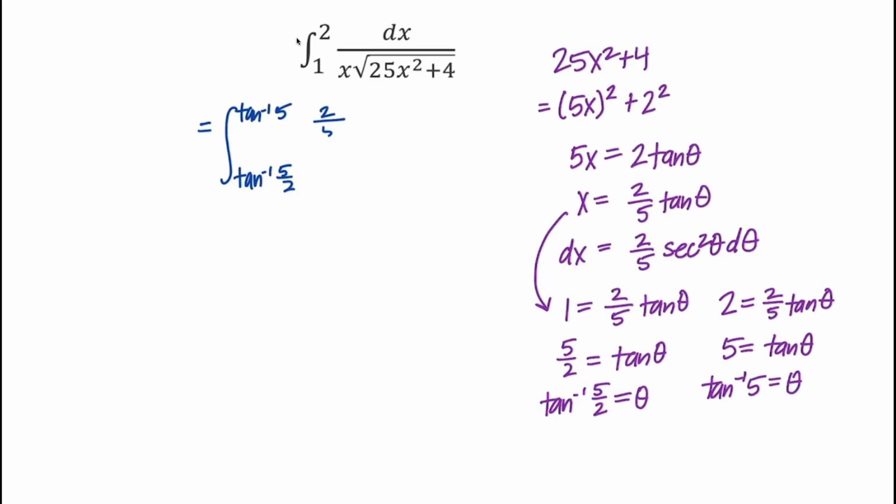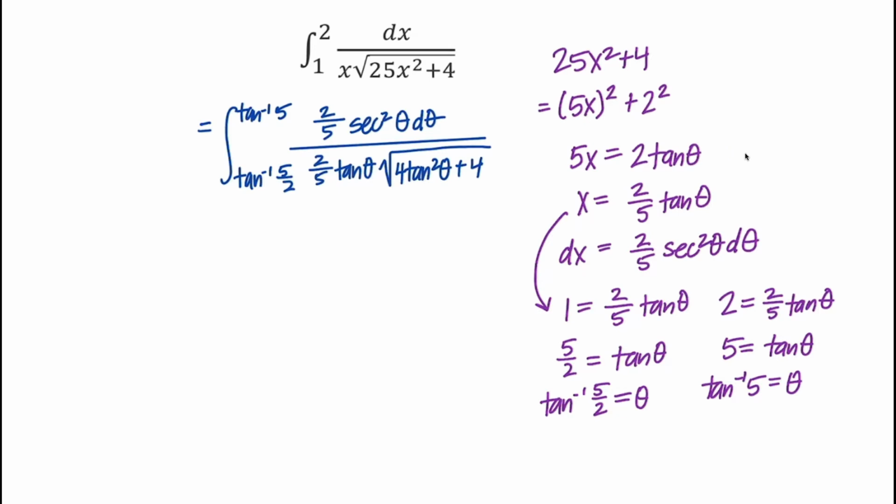dx becomes 2/5 secant squared theta d theta all over. We can replace x with 2/5 tangent theta. And then underneath the square root, 25x squared, remember it was quantity 5x squared, and quantity 5x is 2 tangent theta. So if we square 2 tangent theta, we're going to get 4 tangent squared theta. So 4 tangent squared theta plus 4.